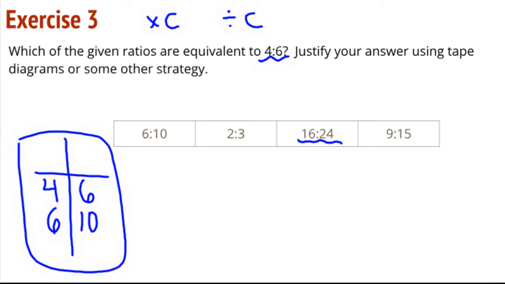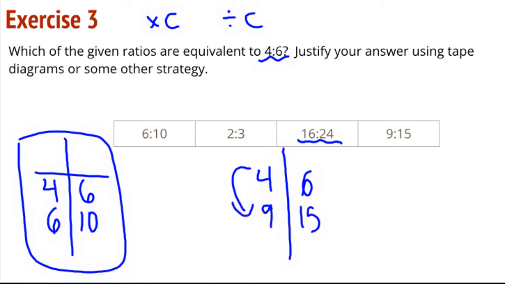So now we've got 9 and 15. We've got a 4 to 6, and we've got a 9 to 15. And we're back to kind of this same problem here. What in the world am I going to divide by or multiply by so that I can get 9? Is there anything that I could multiply 4 by and get 9?